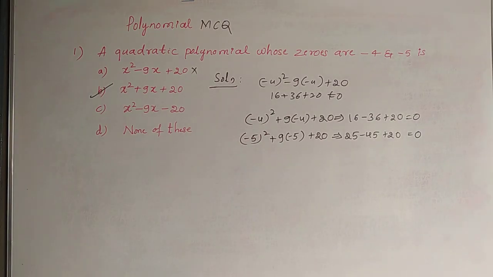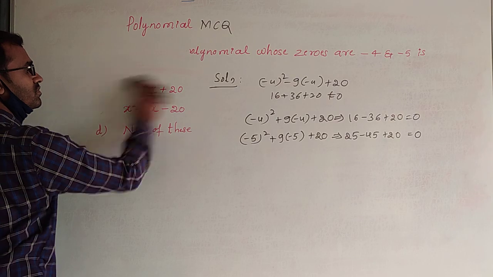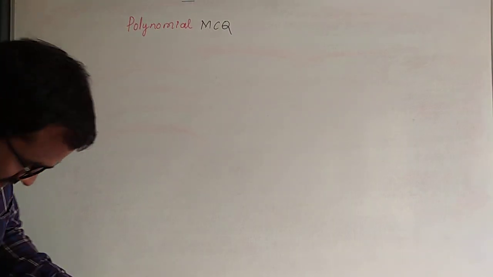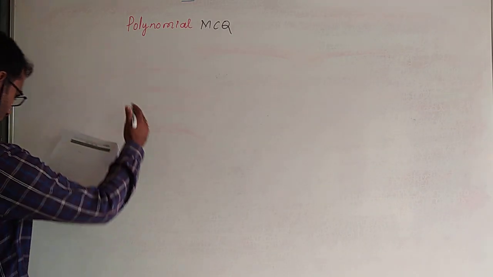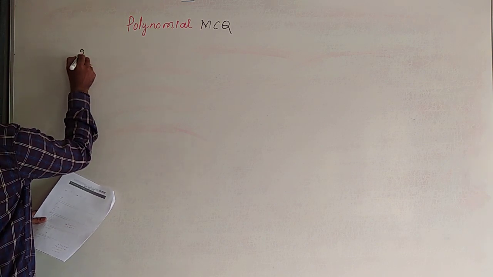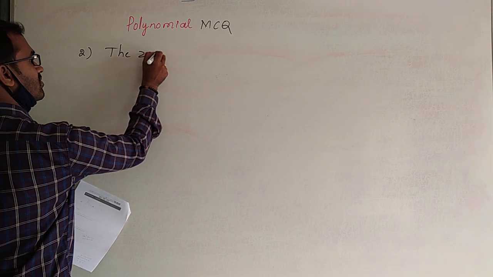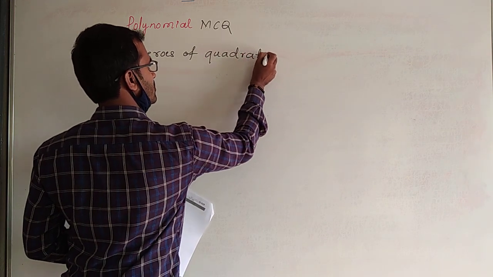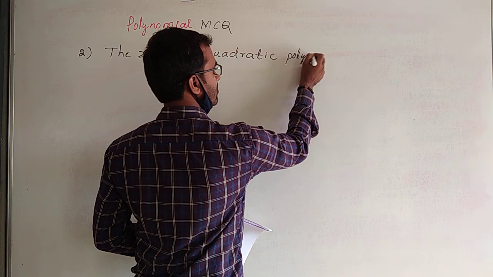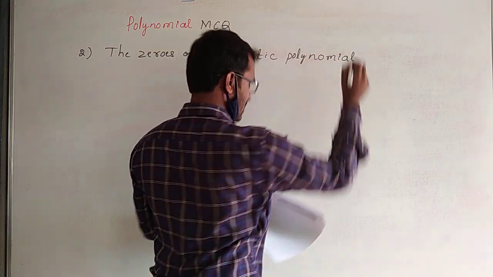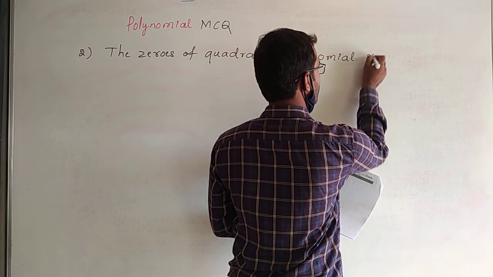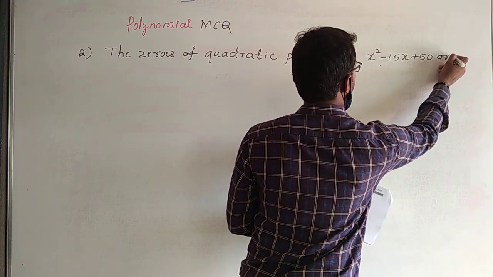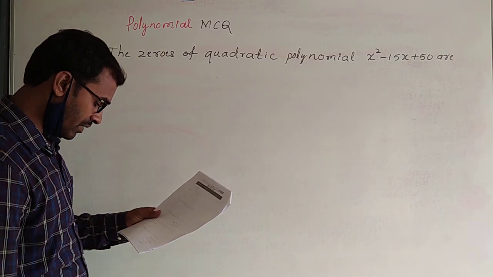See the second question. The zeros of a quadratic polynomial x square minus 15x plus 50 are.